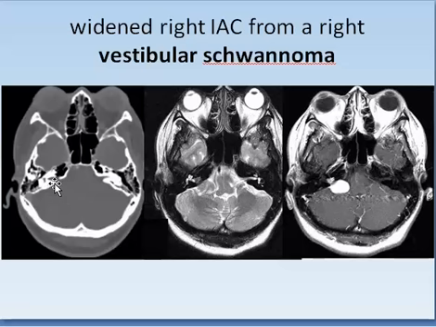This is the internal auditory canal and meatus, and this is the left canal and meatus, and apparently this one is wider than this one. It's occupied by an intermediate intensity in T2 and markedly intensely enhancing tumor in T1, which is vestibular schwannoma on the right side. Right vestibular schwannoma arising at the right internal auditory canal, causing widening and funneling of the canal.